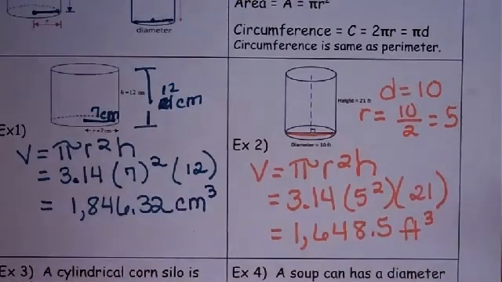Now notice I had the exact same 3 steps of work, just different numbers. And that's all the work you need to show. Just write your formula, show where you substitute your numbers in, and then tell me what you get when you put it into your calculator.